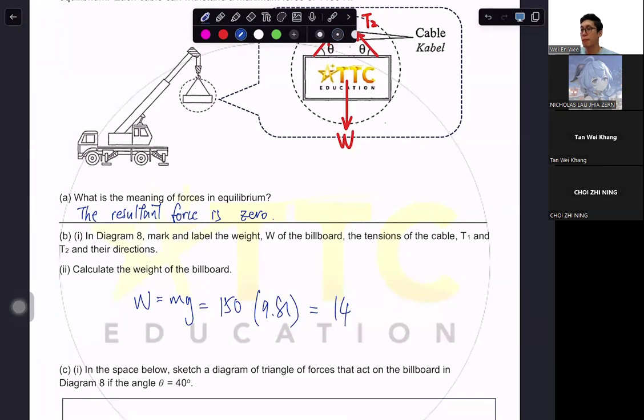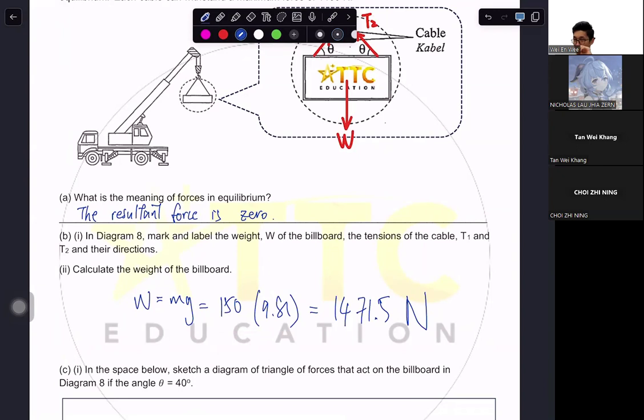Or 1,300 something. 150 times 9.81. I think you press multiply. 150 times 9.81 is 1471.5 newtons.